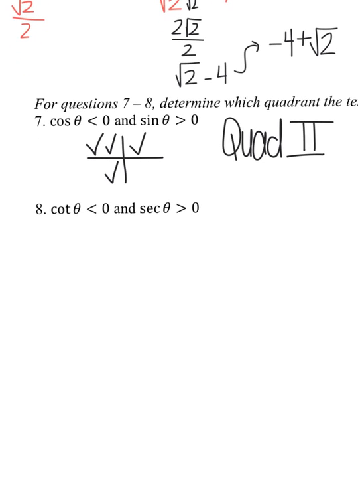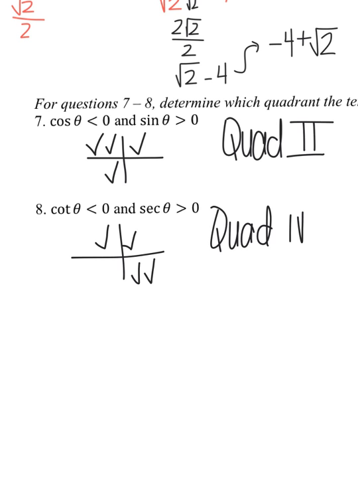Okay. Number 8, cotangent of theta is less than 0. Cotangent of theta is less than 0 where tangent of theta is less than 0, so that would be quadrant 2 and quadrant 4. Secant of theta is greater than 0. That's where cosine is greater than 0, in quadrant 1 and quadrant 4. So the answer to 8 is quadrant 4.